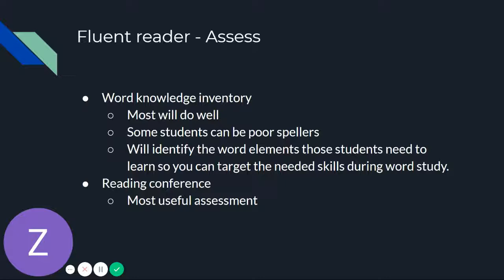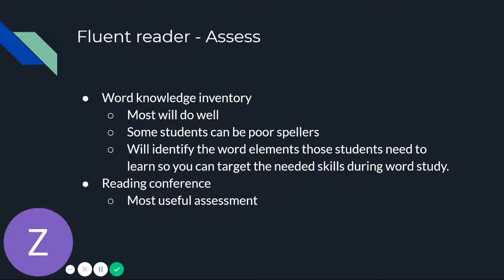So lastly, the reading conference, like it says on the slide, is the most useful assessment. And like I said earlier, this is the most useful because it's that one-on-one time with the teacher. And since fluent readers make such few mistakes, it's important to ask the student to read a few paragraphs out loud to check if it is difficult for them or not. And if it is too easy, then you need to go up. And if it's not, you need to go slightly down a little bit.